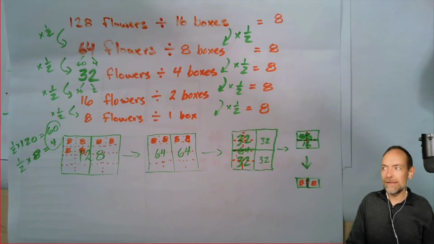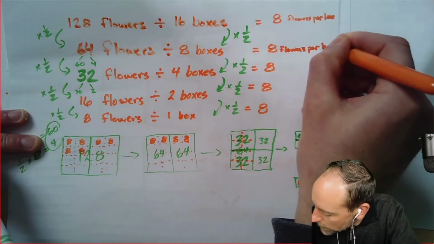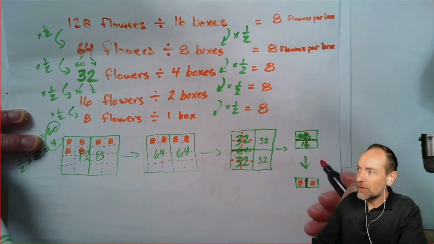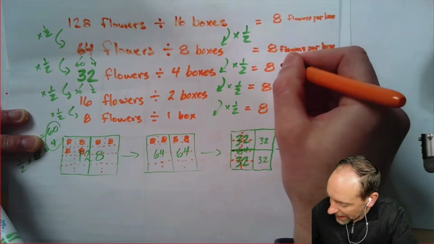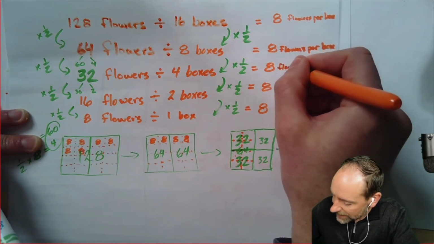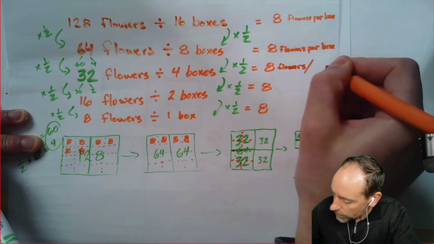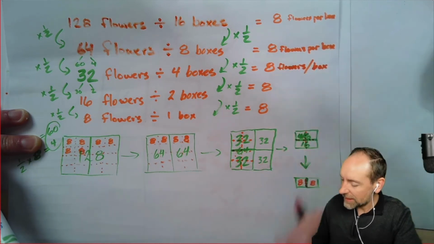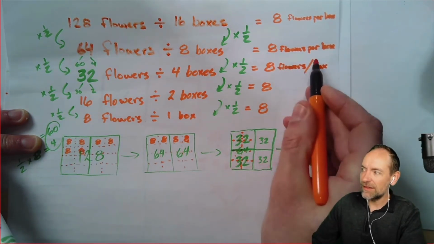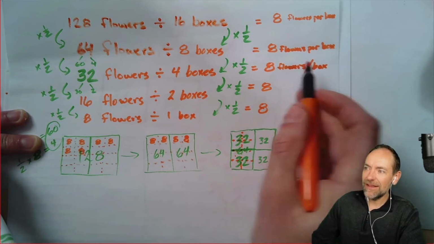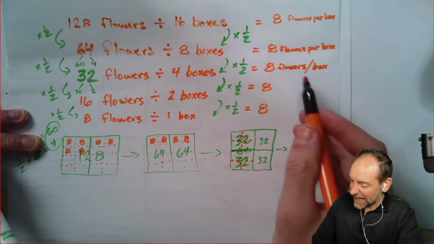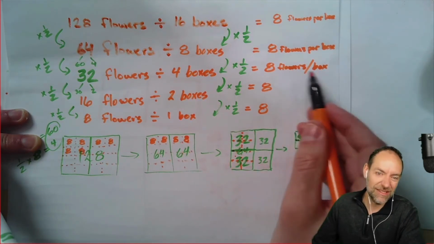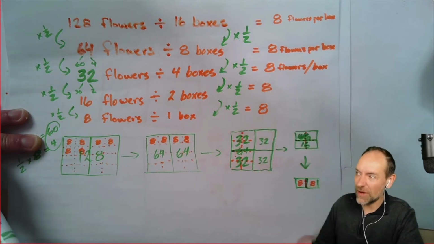Wow. Miss, what is it then? 8 what? Is it 8 boxes? 8. I love it. And some people are like, that's a lot to write the whole time. And I agree. I could say flowers per box. Notice when we do this with this compound unit, it's indicating, yeah, because that's kind of what we did. We divided our flowers by boxes, which is interesting to reveal this rate.